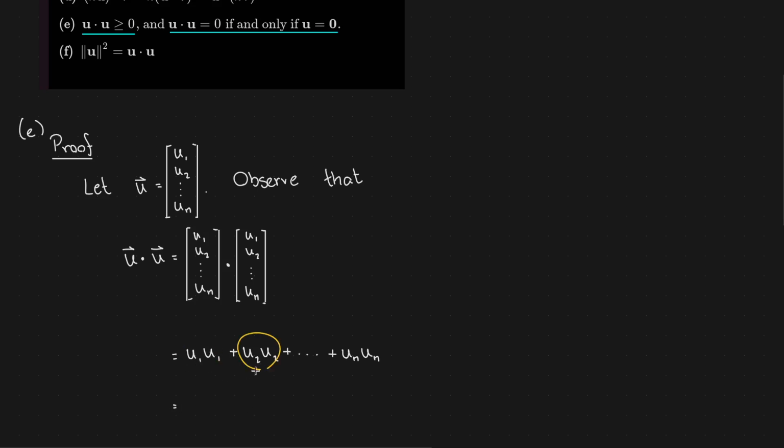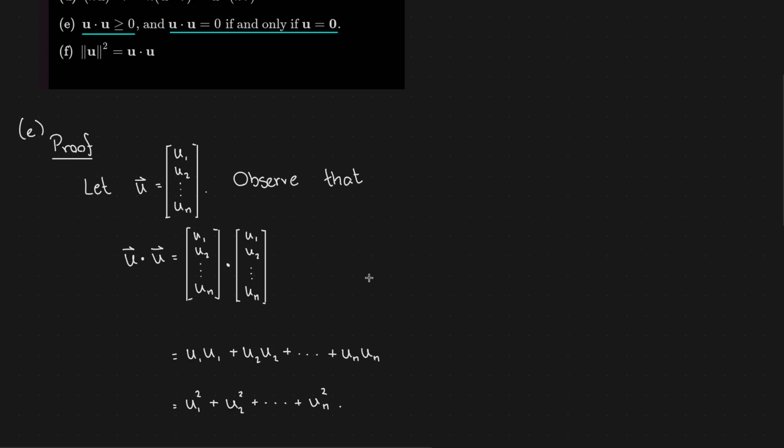Okay, and I could tidy this up a little bit more since u1 and u1 is the same number, u2 and u2 is the same number, and so on. u1 times u1 is u1 squared. u2 times u2 is u2 squared. And un times un is un squared. All of the components get squared because the corresponding components in each step are equal, since the vectors are equal.